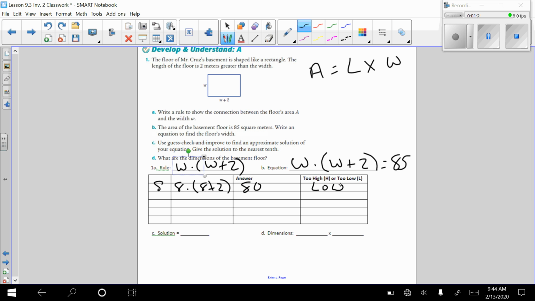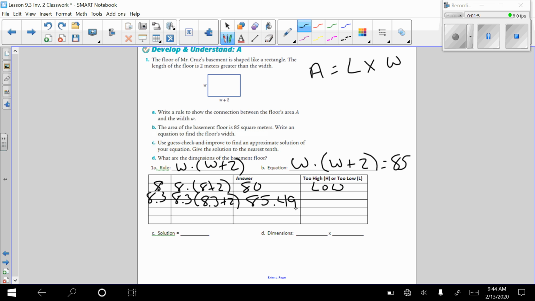Now, if I wanted to go up, because I'm not much off, maybe I need to use a decimal this time. Maybe I'm going to go to 8.3. I'm going to go up just a little bit, maybe not a ton. 8.3 times 8.3 plus 2, what does that give me? Well, that's 8.3 plus 2 first, so that's adding those first and then multiplying by 8.3. I get 85.49. All right, that is very, very close.